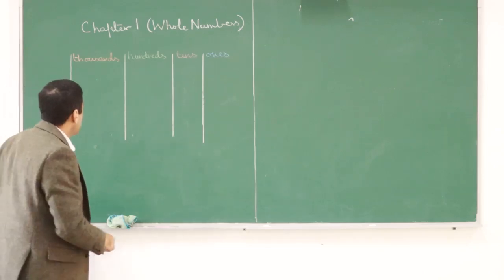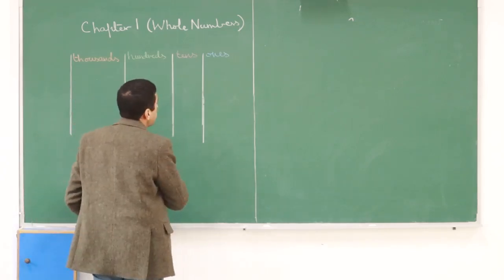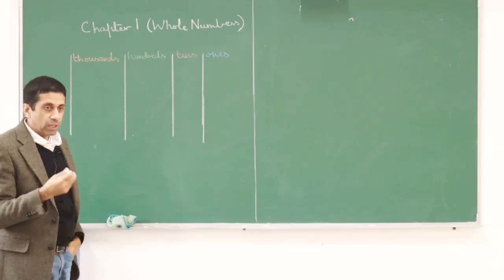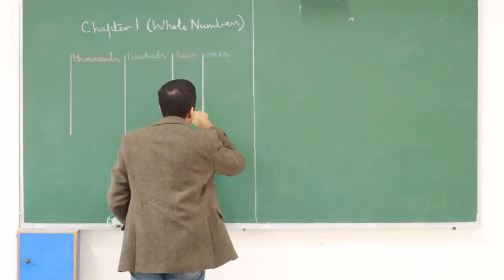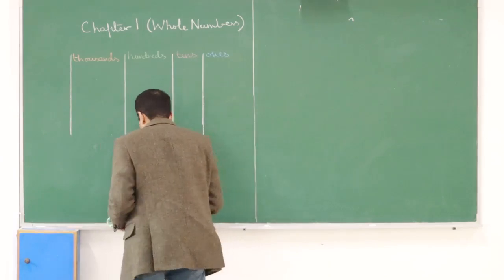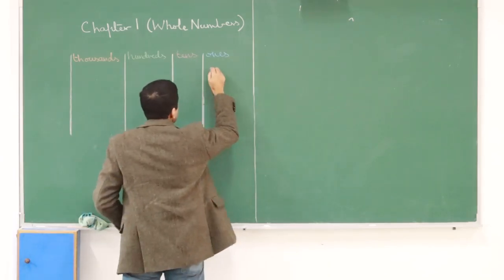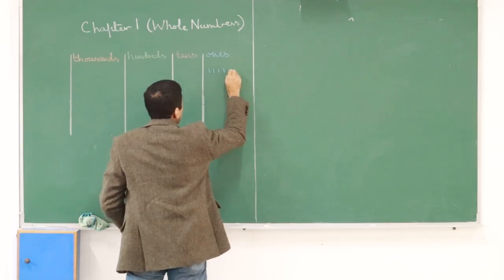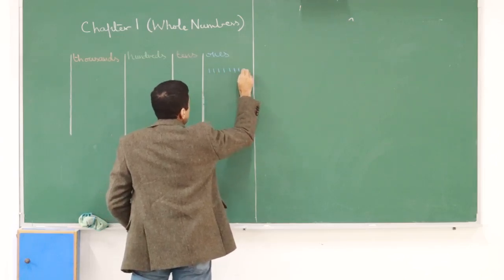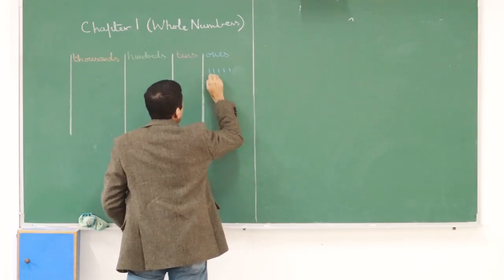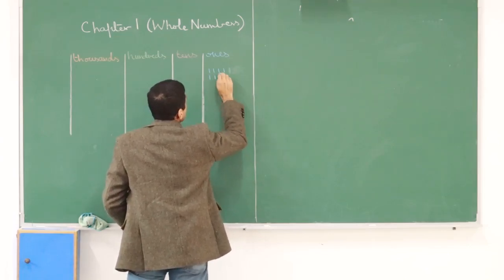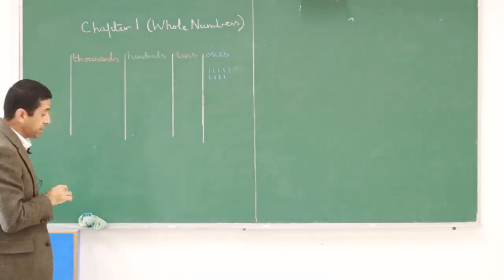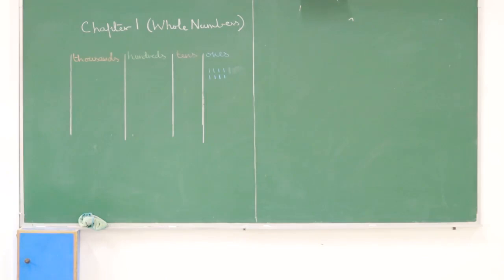Now let's think of a number like maybe 8. In which column will we have to add? In the ones column, right? So let's start to add 8 ones. 1, 2, 3, 4, 5, 6, 7, 8. We have added 8 things in this column. Okay, that's good. 8.